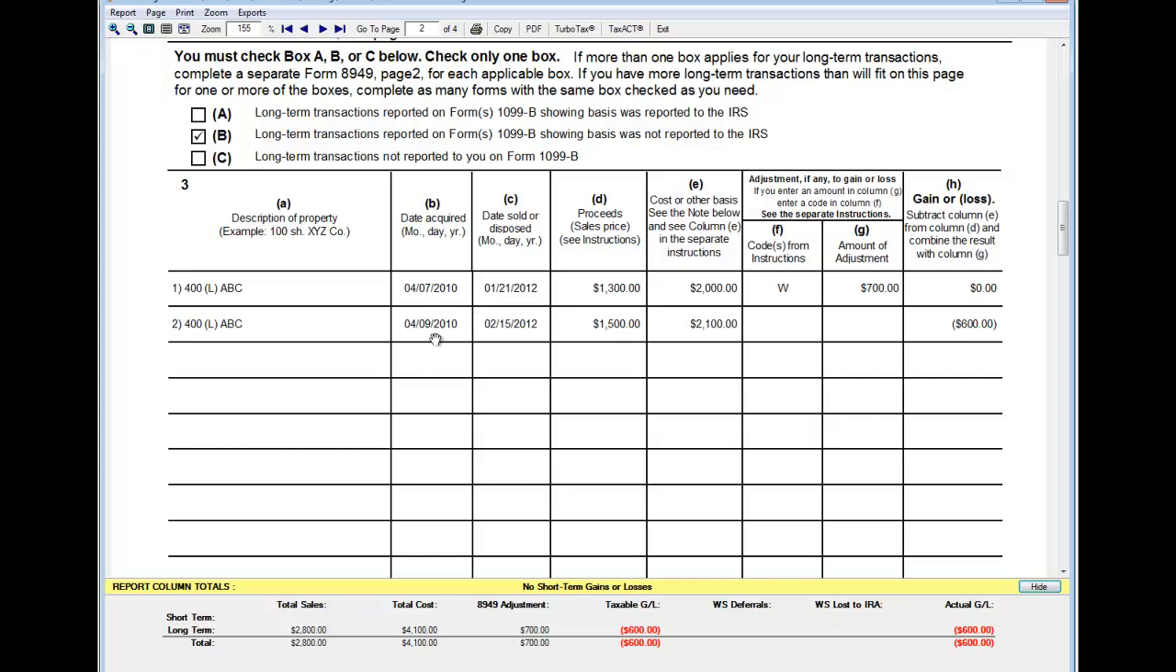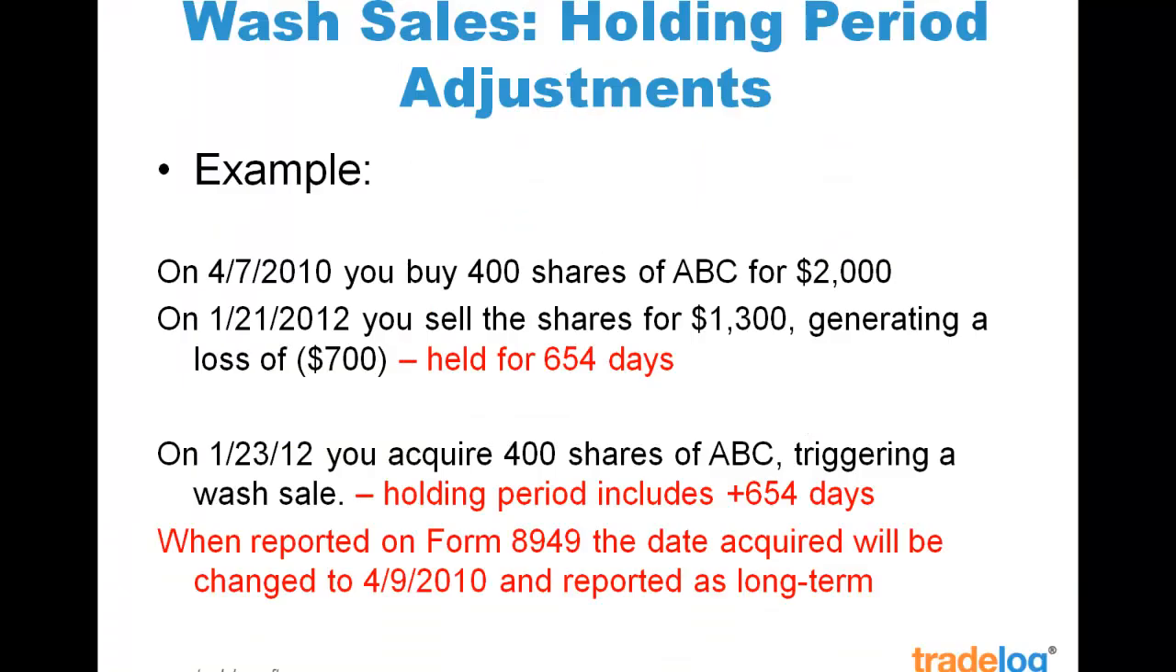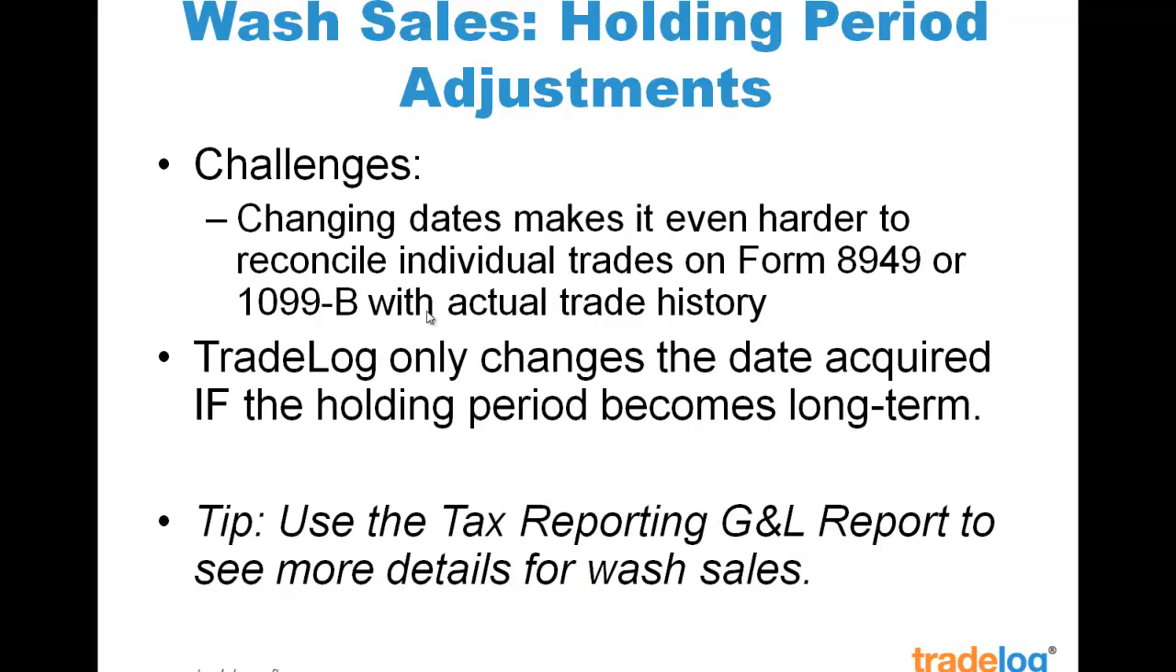The holding period has been adjusted to April 9th, 2010, and that's now categorized as a long-term trade. So this is an important change that we've made that can have a real drastic effect. You can see one of the big challenges is trying to reconcile things. If you're looking at your Form 8949, you might say, well, these trades don't look the same as they do in the actual trade history. They're probably going to look a lot more like what your broker reported, though, on the 1099.